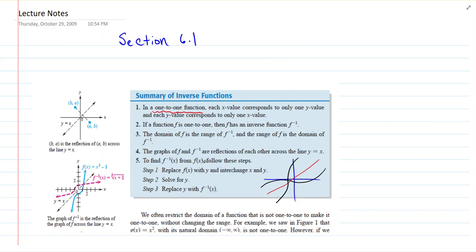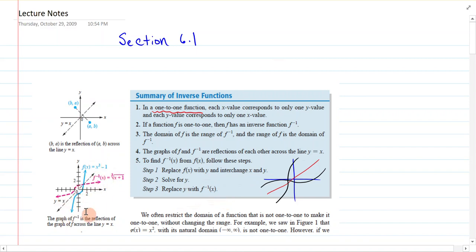Here are the little steps about finding an inverse if you had a function. You replace f of x with y, and then you switch x and y. Remember, the domain and range change. Solve for y and replace y with f inverse of x. And this is what that might look like.